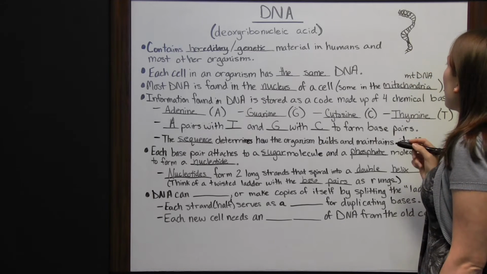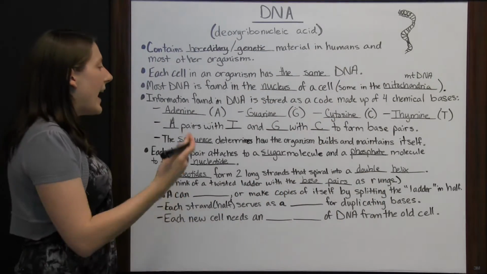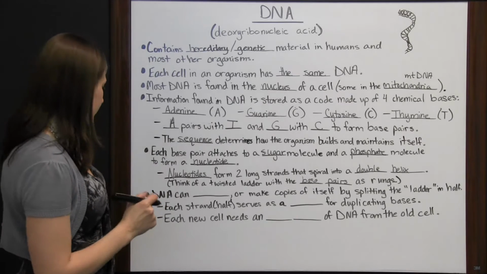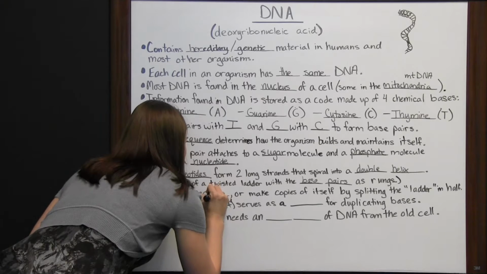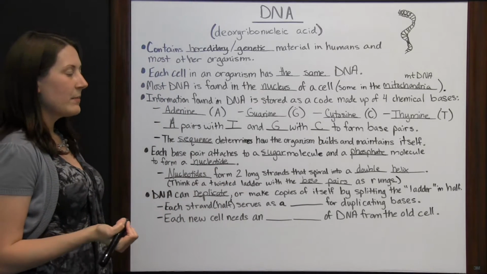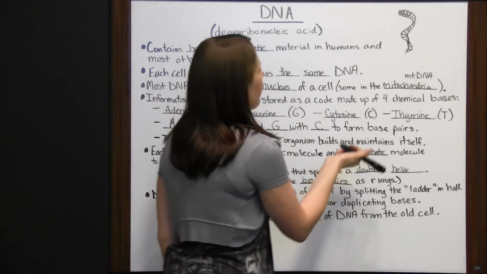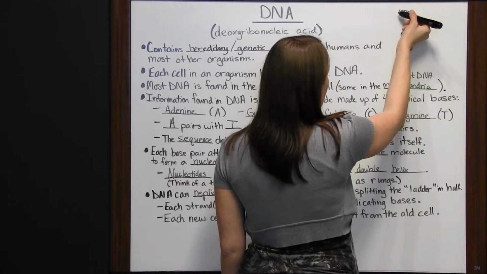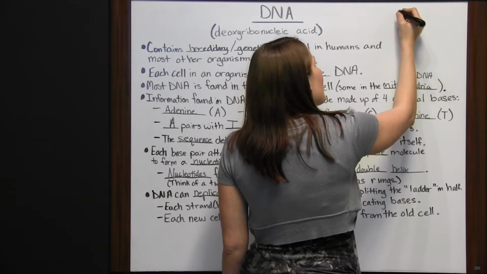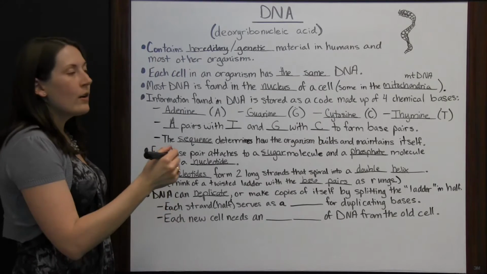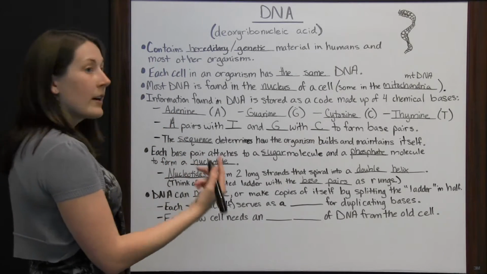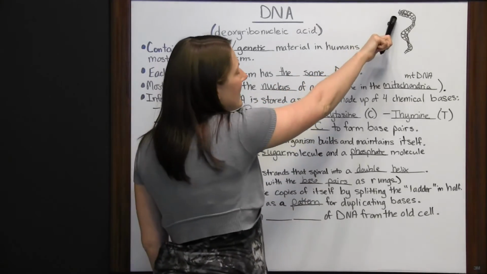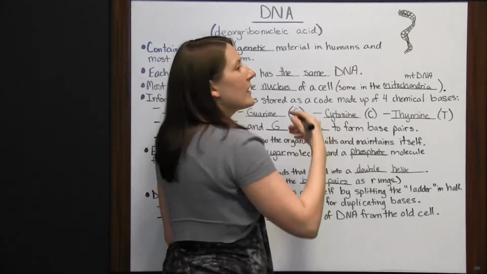And you just have this long DNA chain, and then the sequence that you see is going to let you know how that organism builds and maintains itself, because not every creature's DNA is going to be the same. Everyone has a very unique DNA pattern. DNA can replicate, or make copies of itself, by splitting the ladder in half. So if we just decided to cut this ladder in half, we would be separating those base pairs all the way down. So then you have AG, and any other base pairs you've got. Because we know what's on one side of the ladder, each strand or half of that ladder serves as a pattern for duplicating bases. Since we know we've got adenine here, we know the thing that has to pair with it is thymine. If we've got guanine, cytosine has to pair with it.